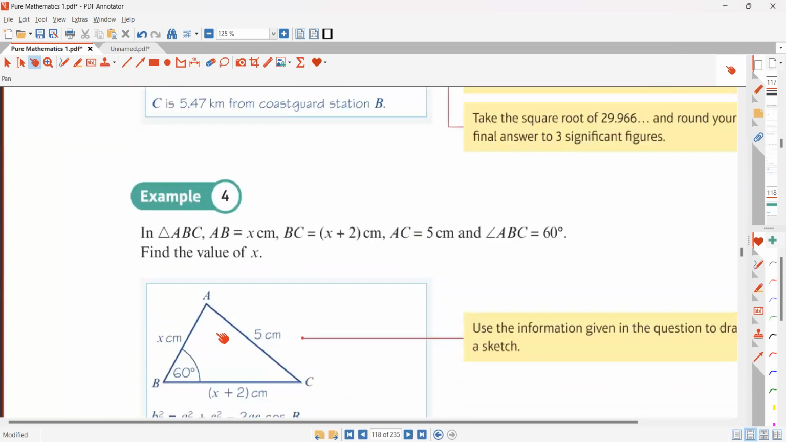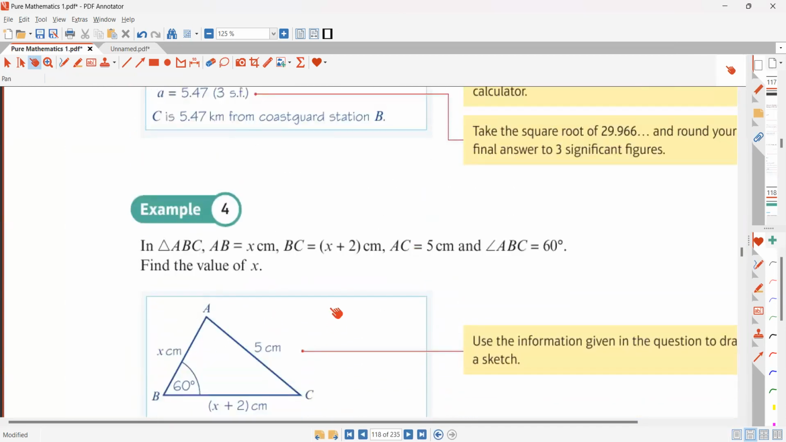Now comes this one. Example number 4. I'll give you guys some time to do this, maybe 3 minutes. I'll put them on my watch. Try doing this. As far as I remember, here you have to open the brackets and there is going to be a quadratic equation. You need to solve the quadratic equation. Okay, I'll pause the recording.